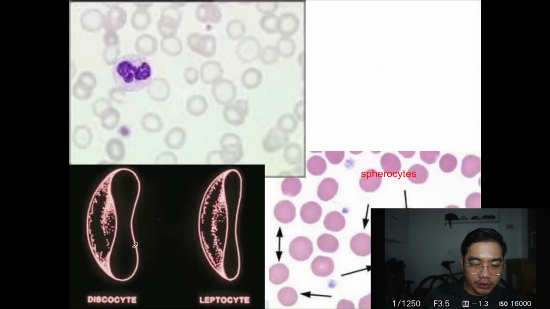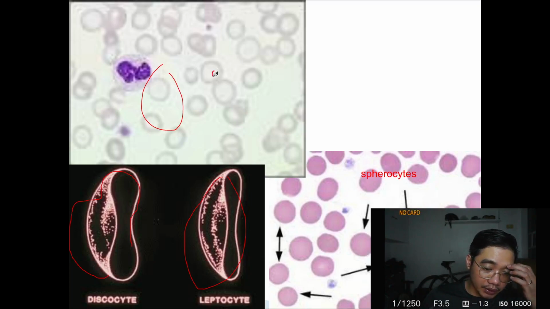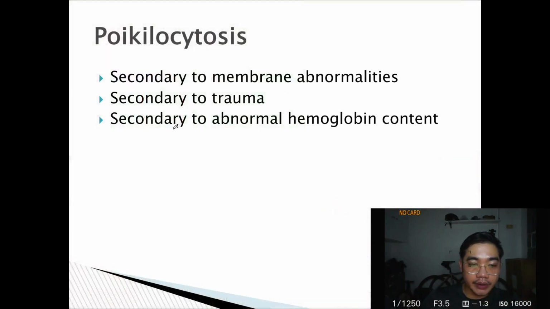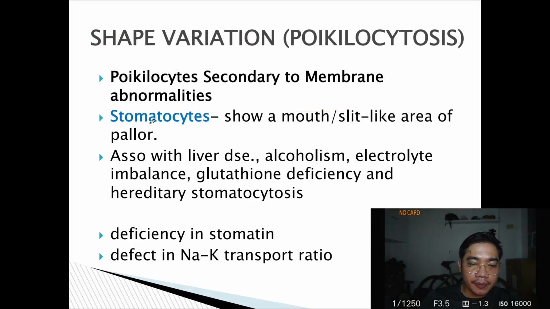So this is your discocyte. This is your normal. And this is your leptocyte. Thin, over here, no? Thin siya. Big pa siya central pallor, no? So sometimes the central pallor of the leptocyte is more than 2/3, no? It's really big. It's still associated with anemias. And this is your spherocyte. Wala na siya central pallor. Poikilocytosis secondary to membrane abnormalities, trauma, and abnormal hemoglobin content.